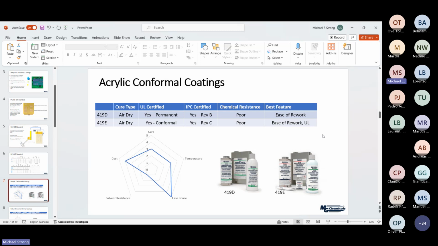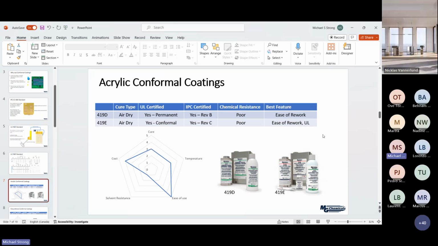Next, we have the 419E. And again, the great thing about acrylics is that they can air dry, so they don't require any intensive capital equipment. They don't require ovens, but as with almost any conformal coating type, you can speed up the cure with heat. This is UL certified as a conformal coating. It is qualified to revision C of the IPC standard.